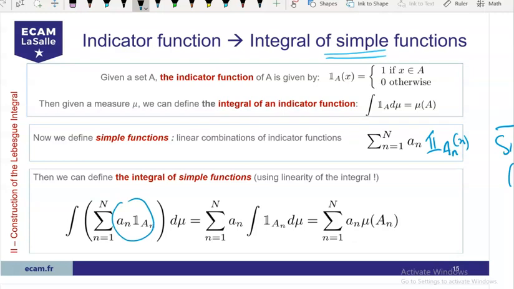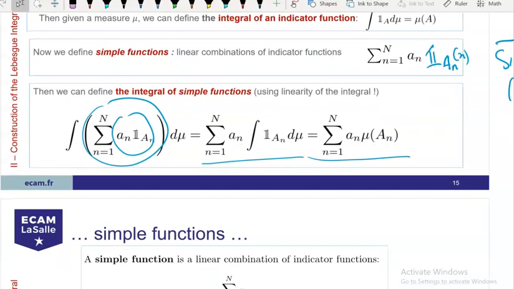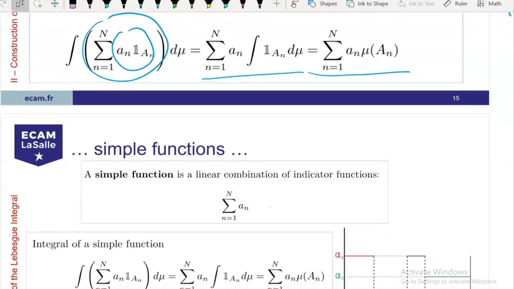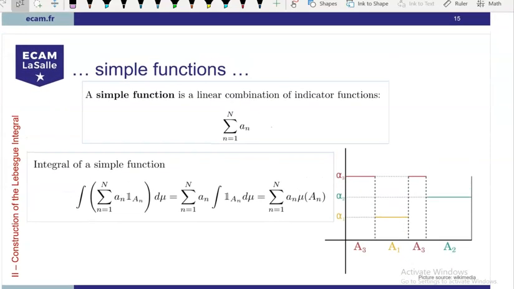That's a coefficient times an indicator function. If I take a sum of these, this is exactly a linear combination of indicator functions. And from that, using the linearity of the integral, I just get that it's the sum of the coefficients times the measure of the indicated set. So I will have an example here. That's a simple function, and so we define the integral of that.